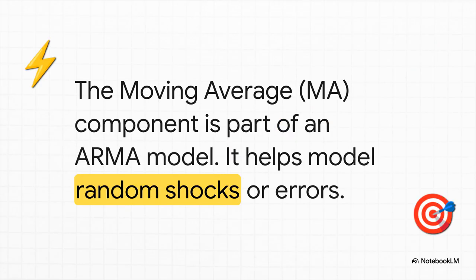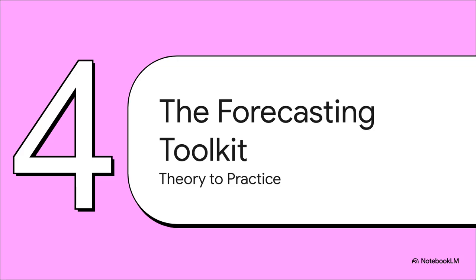And finally, we have the MA for moving average. This part gives the model a short-term memory, specifically for surprises. So imagine last week's forecast was way off because of some sudden one-time event. The MA component notices that past mistake and uses that information to adjust this week's forecast. It helps the model correct itself quickly after random shocks instead of thinking a new trend has started. So, there we have it, our three building blocks: autoregressive, integrated, and moving average.